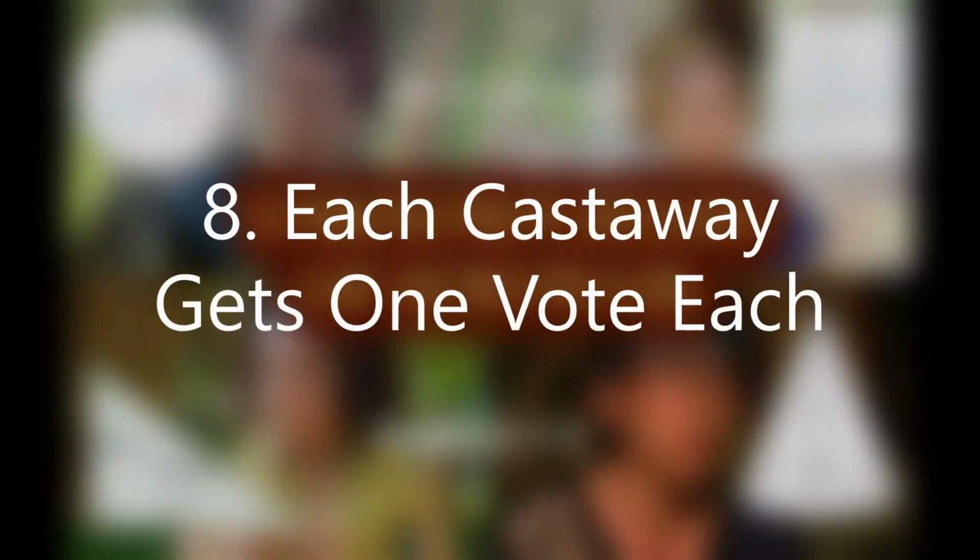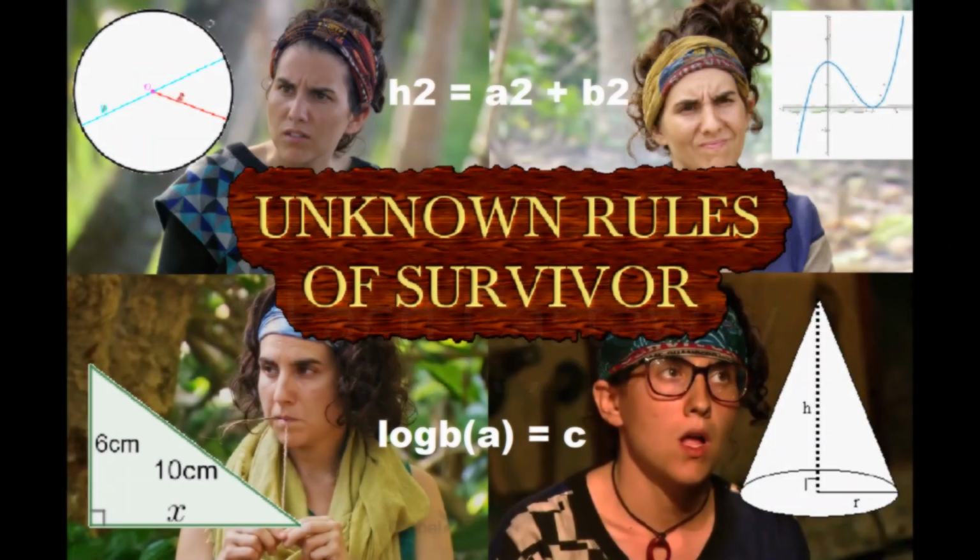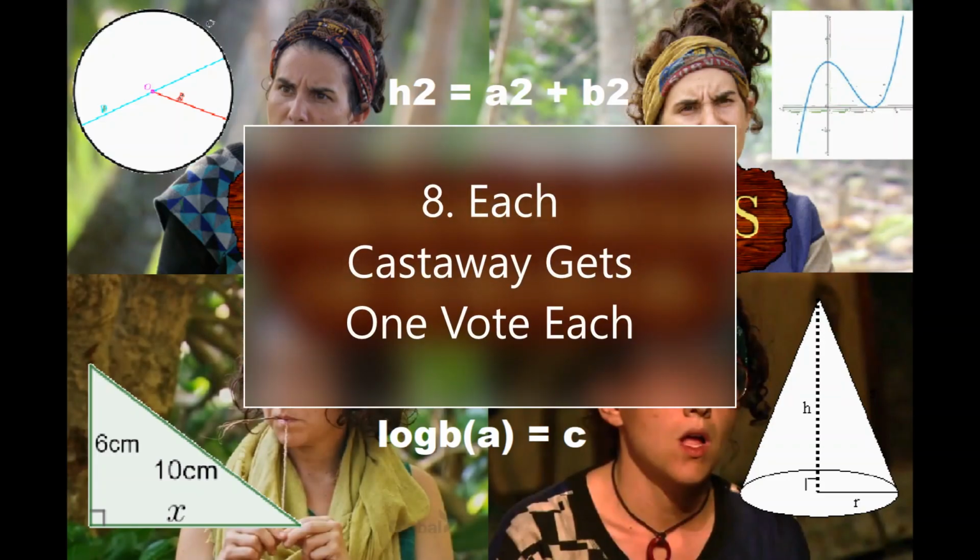So the final unknown rule of Survivor I'm going to be bringing up is an extreme hypothetical situation and is obviously very unlikely to occur, and that is everyone getting 1 vote each, likely during a pre-merge type situation. But what would happen in the circumstance that each person on a tribe received only 1 vote?